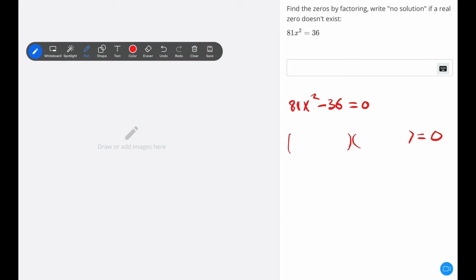81. The square root of 81 is 9 times 9. Alright? X squared is x times x. One is plus, one is minus. 36, that's 6 times 6. Okay? So those are the two factors.